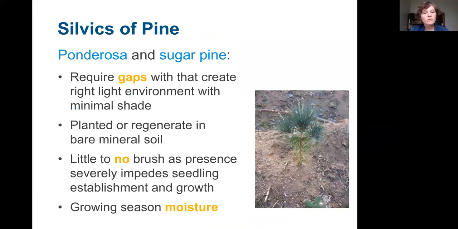Now, in terms of the suitability for these species to regenerate on their own, both of these pine species require gaps that will create the right light environment with minimal shade. The reason they're the biggest trees in the stand, often as mature trees, is because they were able to regenerate and grow in very open conditions. They do not like shade. They need to regenerate or be planted in bare mineral soil.